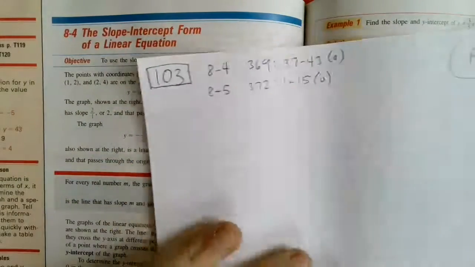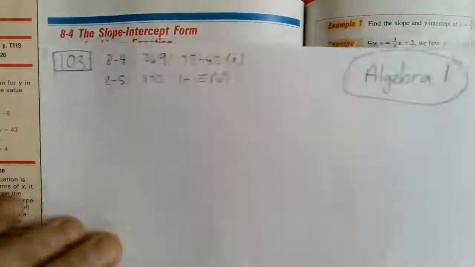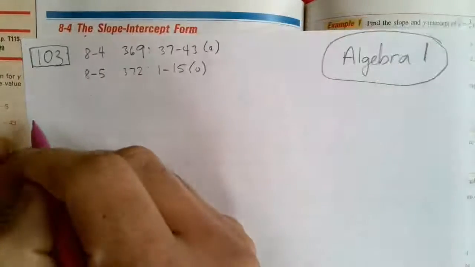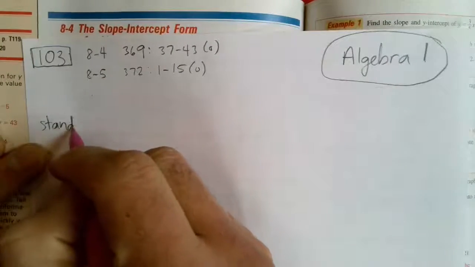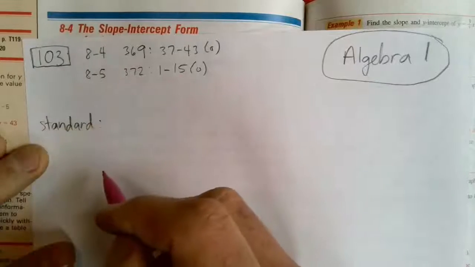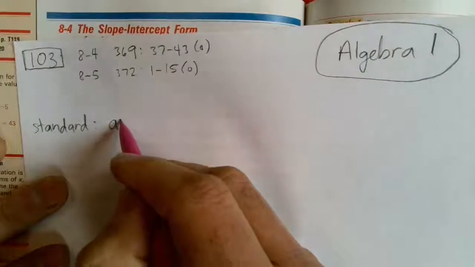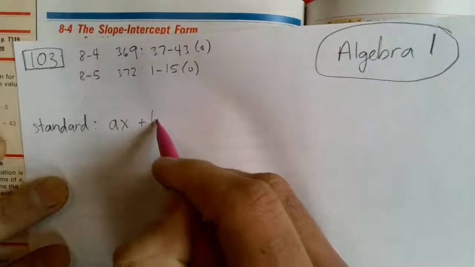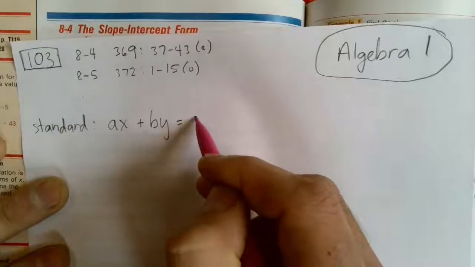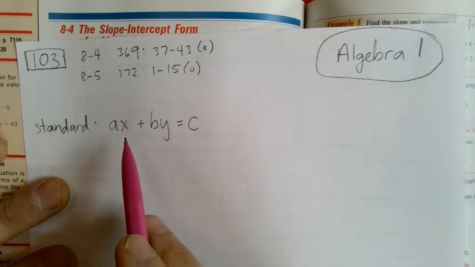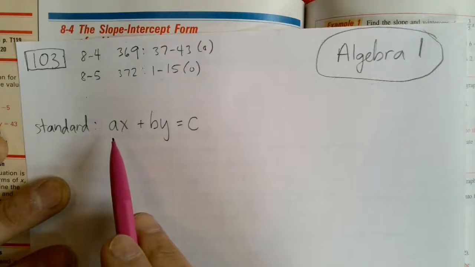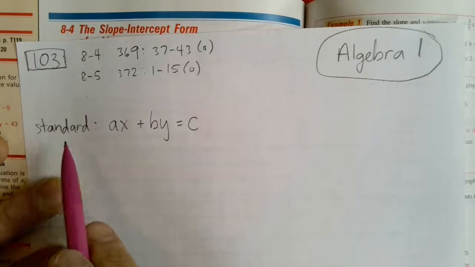Now, before we keep going, you've got to remember what the standard form is. That's the thing I made you memorize in class. Do you remember? Ax plus By equals C. If you see something in this form, it'll be a line, and we call that the standard form.